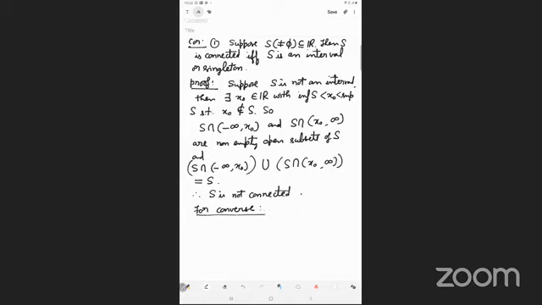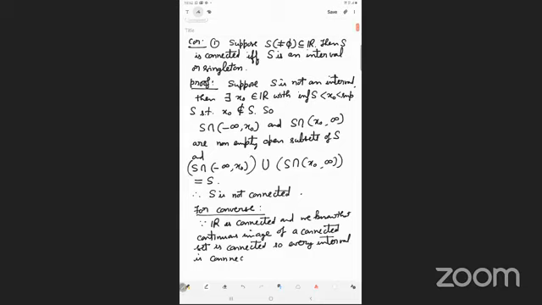you can see that since R is connected, and we know that the continuous image of a connected set is connected, so every interval is connected.